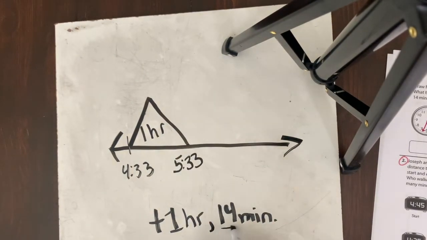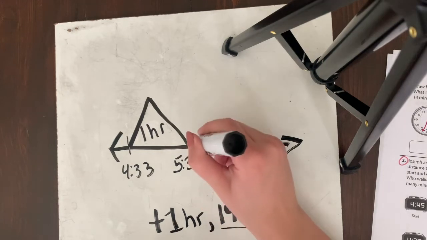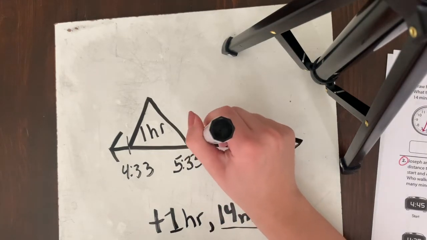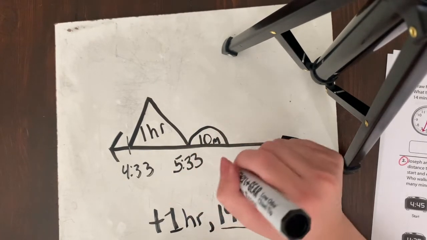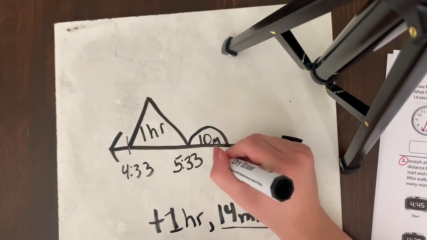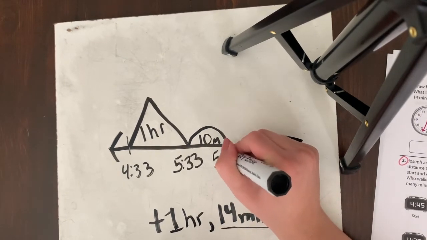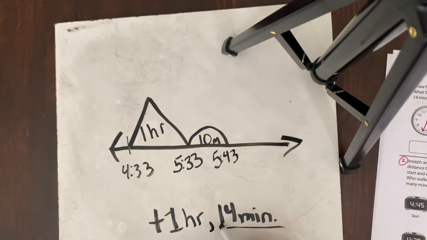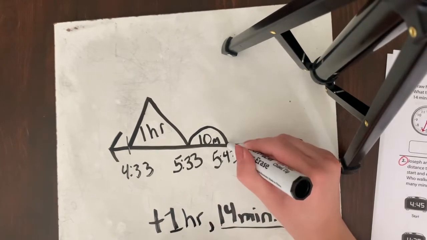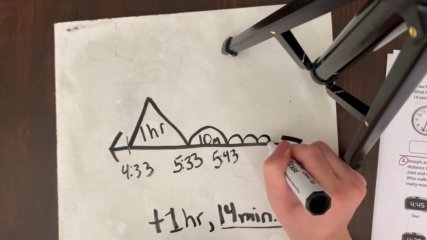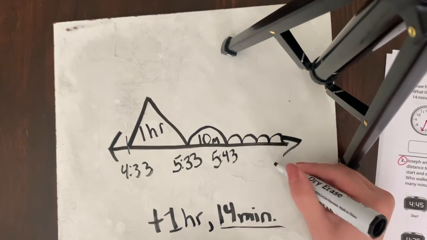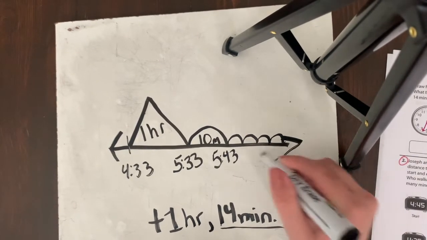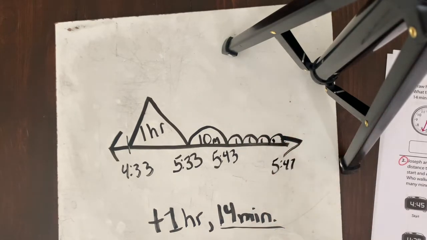5:33. And then now I need to add my 14 minutes. So I could do a 10, right? A 10-minute hill. So 5:33 plus 10 minutes would be 5:43. And then that was 10 minutes. I need 4 more to be 14 minutes. And those are my little rocks. 1, 2, 3, 4. So 43, this would be 44, 45, 46, 47. 5:47. So that would be my time, okay?